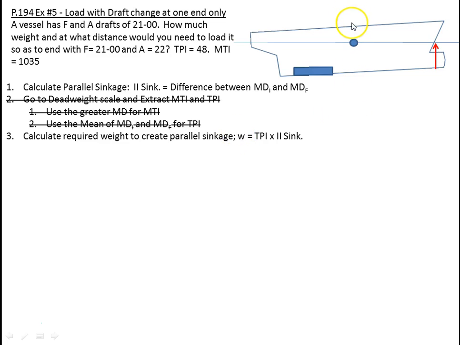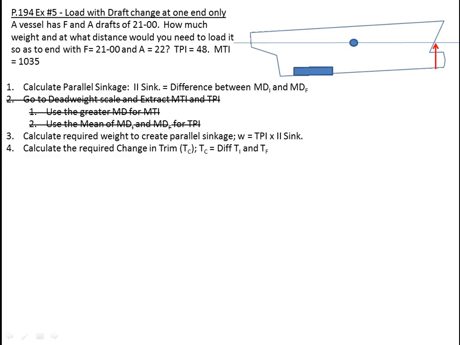And remember that when you do these problems, first we break it down, load the weight at the tipping center, get down to the mean draft, and then slide it either aft or forward, to determine the distance to put it. All right, so that's essentially what we're doing here.